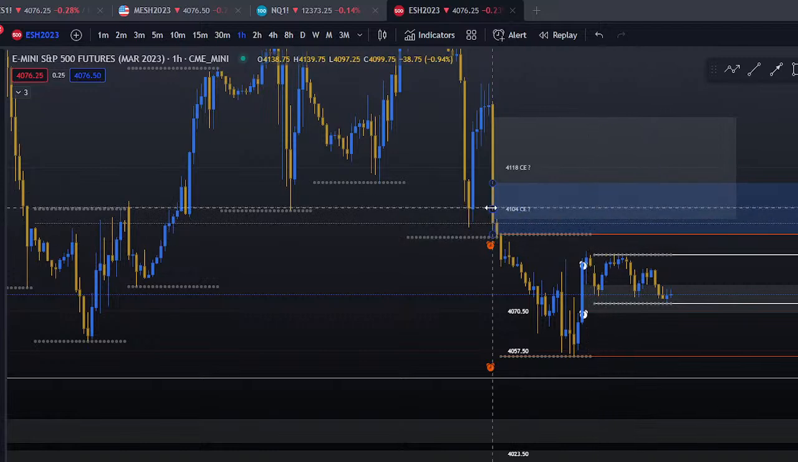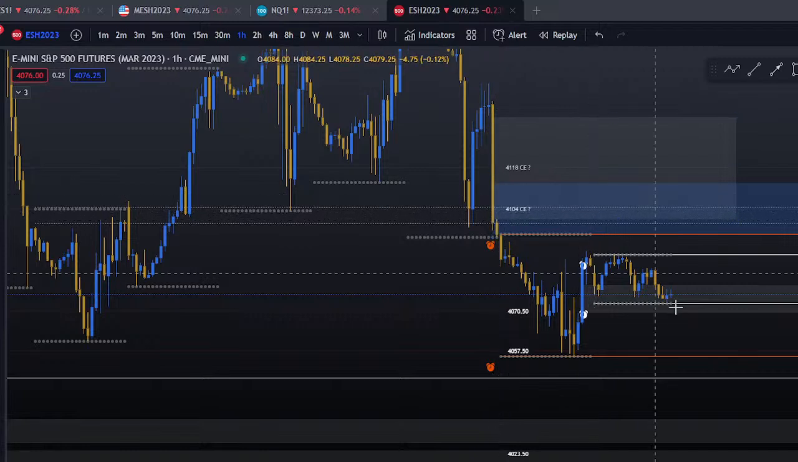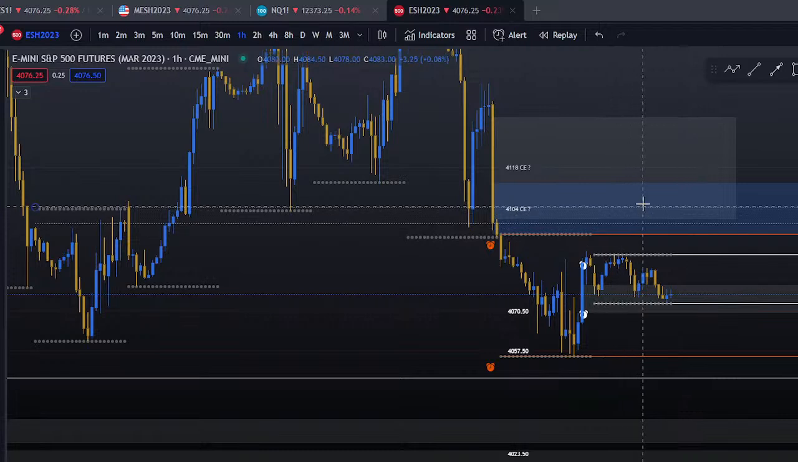But I still put that there, the consequent encroachment of this daily gap. I expect that. It's so small, I expect that whole gap, where the consequent encroachment is 50%, which ICT teaches. And so I'm expecting it to hit that. I'm expecting us to possibly get sent down, but I think we're going to keep going through here. I think we're just going to keep on going.